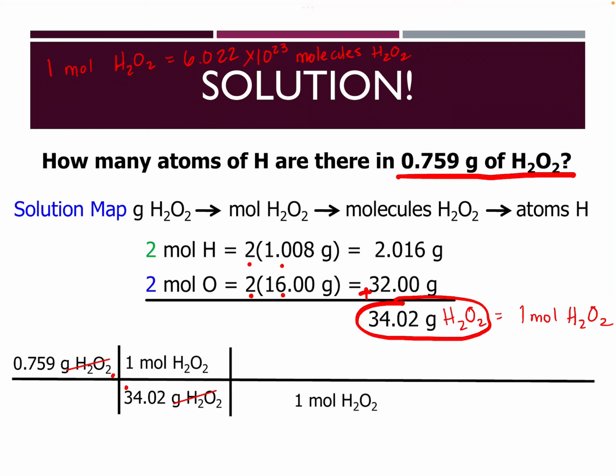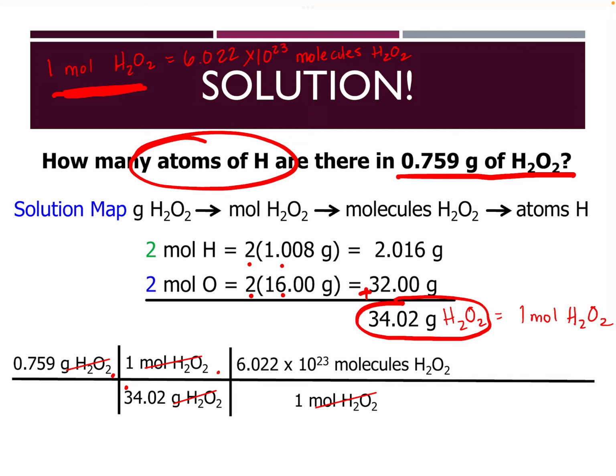Remember, our units have to cancel down and to the right. So 1 mole of hydrogen peroxide will have to cancel with 1 mole of hydrogen peroxide, and then Avogadro's number will go on the top. We'll make sure our units cancel, and then we'll see where we're at. So right now we have molecules of hydrogen peroxide, and we're trying to find atoms of hydrogen. So we're not done yet, we have to keep going.